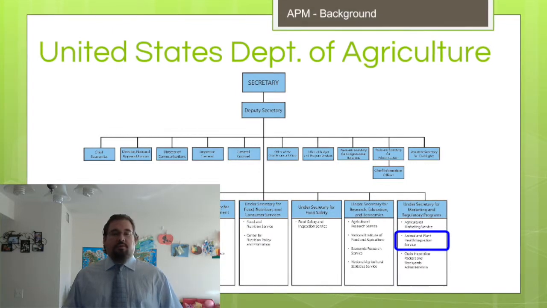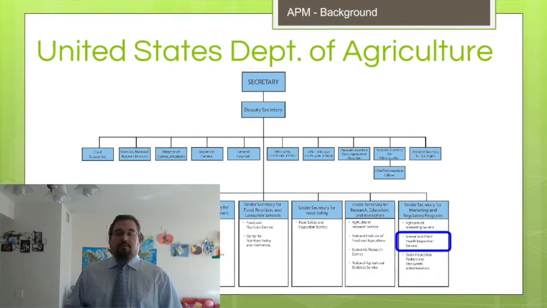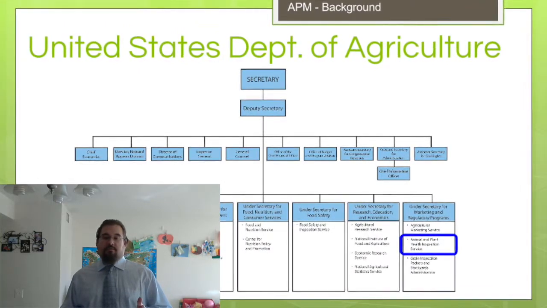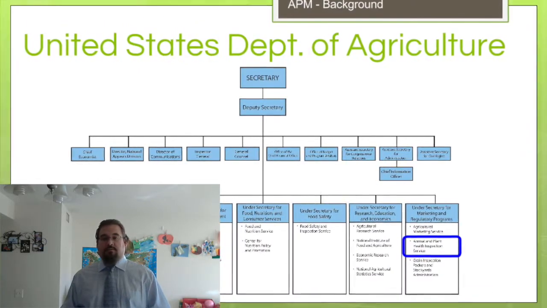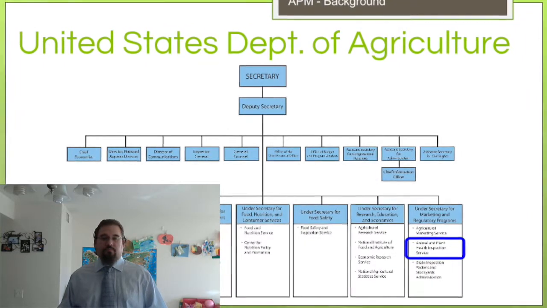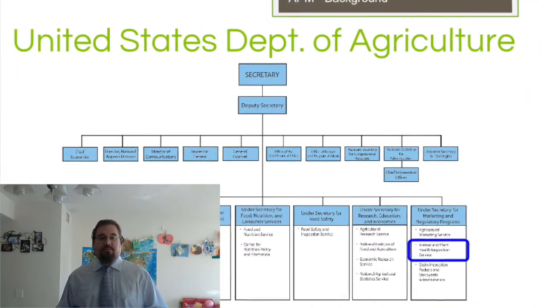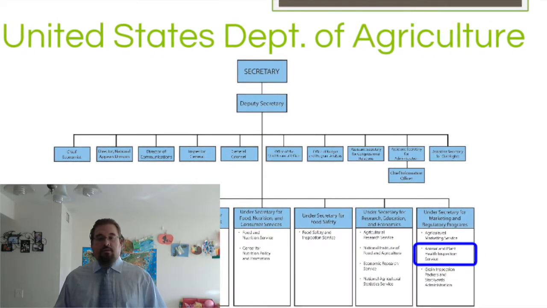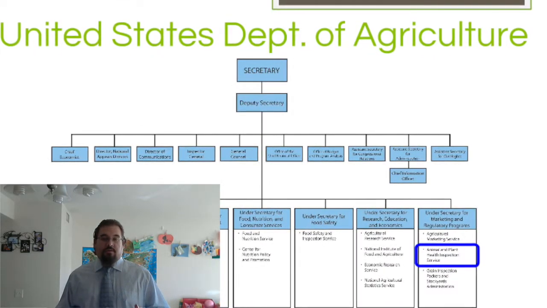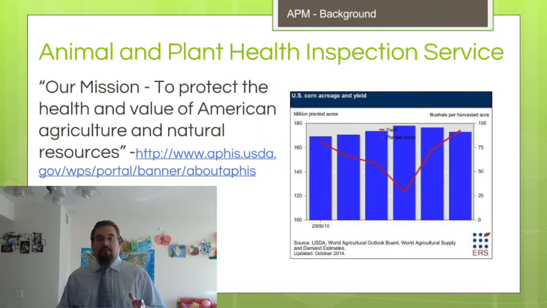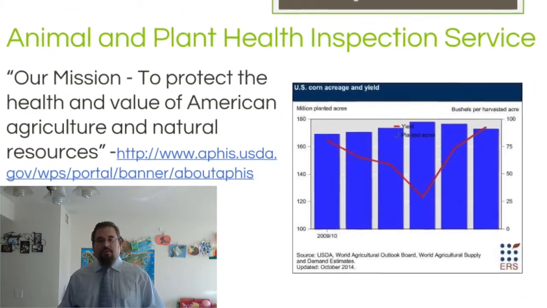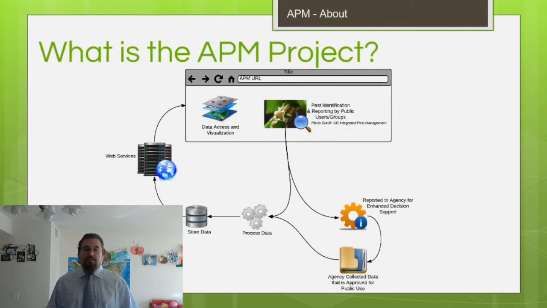The APM project is being developed for APHIS, which is the Animal and Plant Health Inspection Service agency within the U.S. Department of Agriculture. Their mission is to protect the health and value of American agriculture and natural resources. Their challenge, though, is how to do this in an efficient manner, given the amount of land they need to cover. And this brings us to the heart of the APM project.